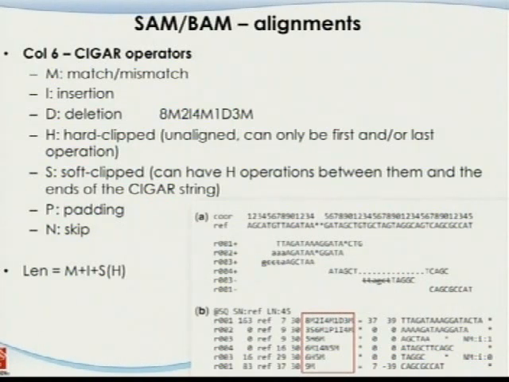So basically, this CIGAR string tells you every single piece of information about how the alignment occurred. In many cases, you see 50M. That means it's 50 nucleotides all the way through, match or mismatch. If you see some of the I and D in the middle, that means there are insertions or deletions in the alignment. Okay?